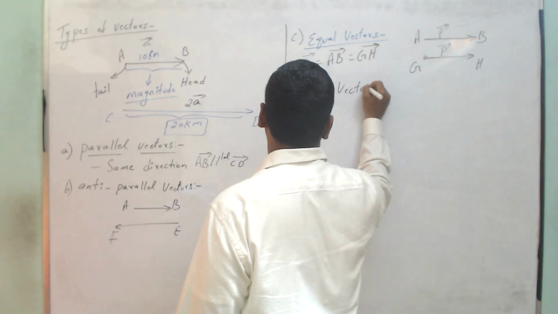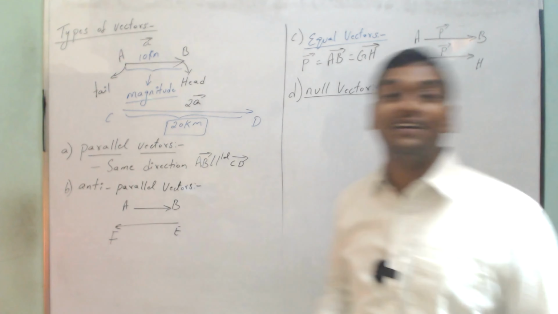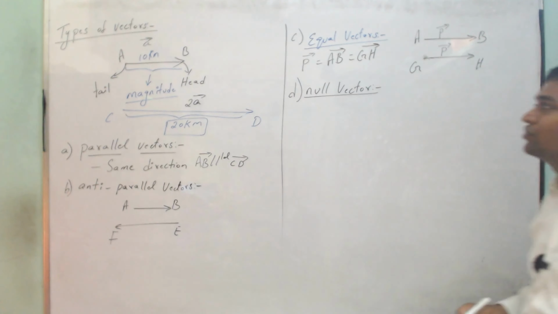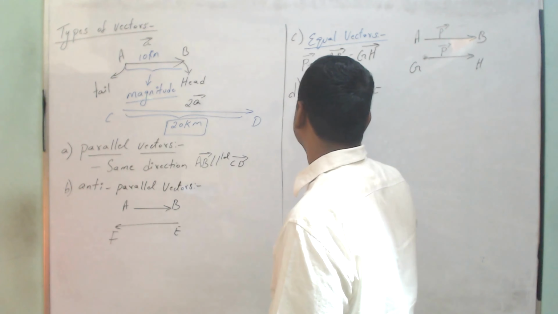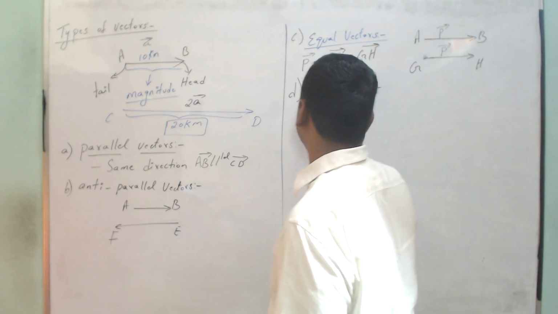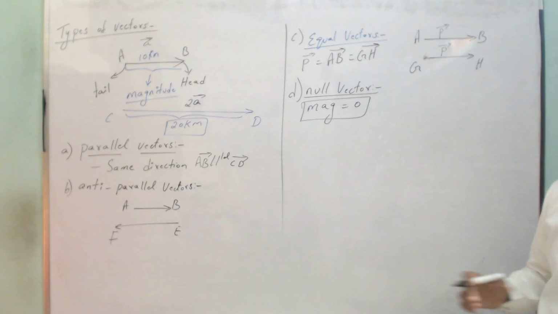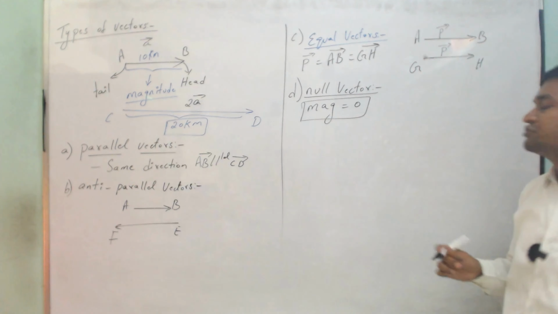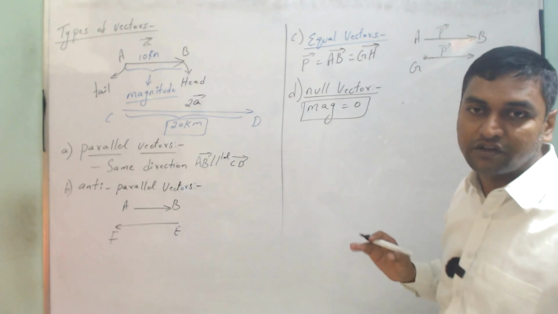Having no direction. Having no magnitude. So the magnitude of the vector should be 0. Any vector which has 0 magnitude is called a null vector. Geometrically, we can represent it by a point, by a dot.